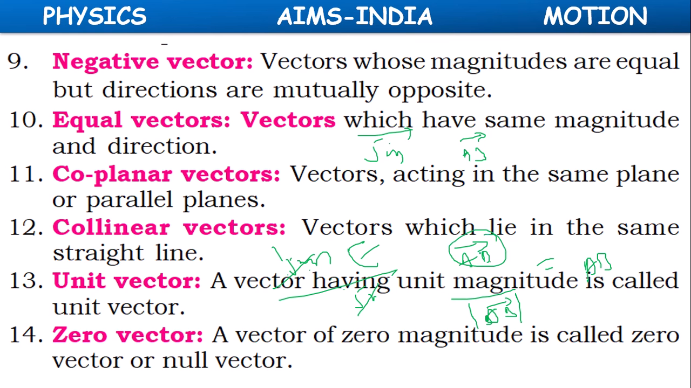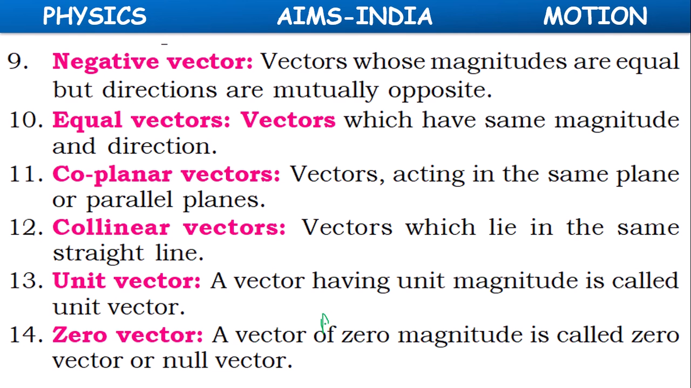If any vector is divided by its magnitude, then its unit vector, AB cap, will come, which has unit magnitude and whose direction is the same as the original vector direction, with properties the same as the original vector. So that is called unit vector. Unit vector is represented by a cap, meaning 1 unit value.